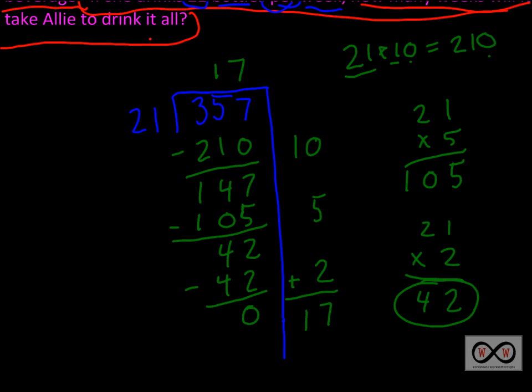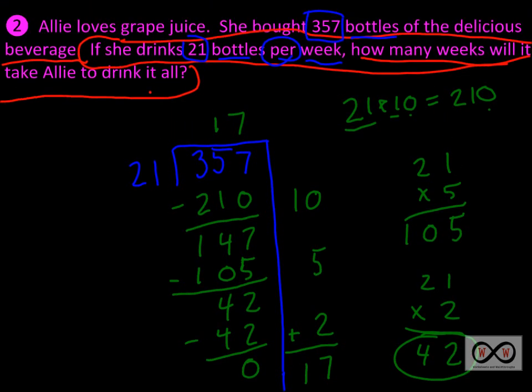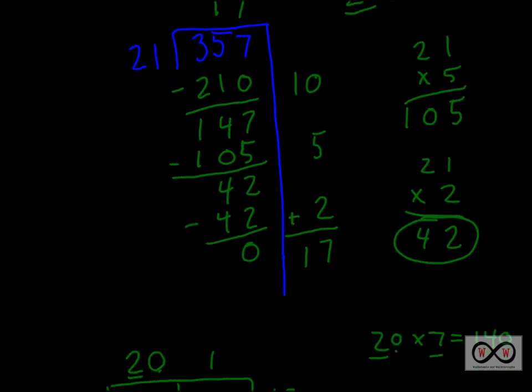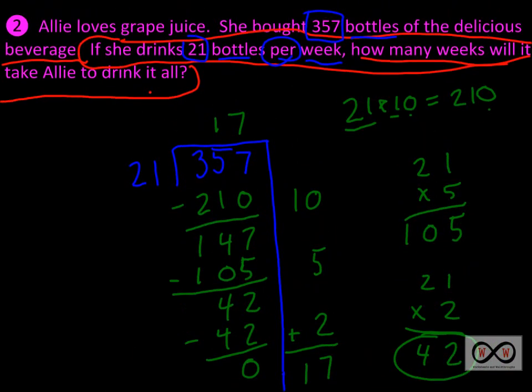Now we have to apply that to the problem, make sure we answered it and solved our math job, or did our math job, I should say. So if she drinks 21 bottles per week, how many weeks will it take Allie to drink it all? It should take 17 weeks, and we've checked it out. And we can write that in a complete sentence now. So it will take Allie 17 weeks to drink it all.